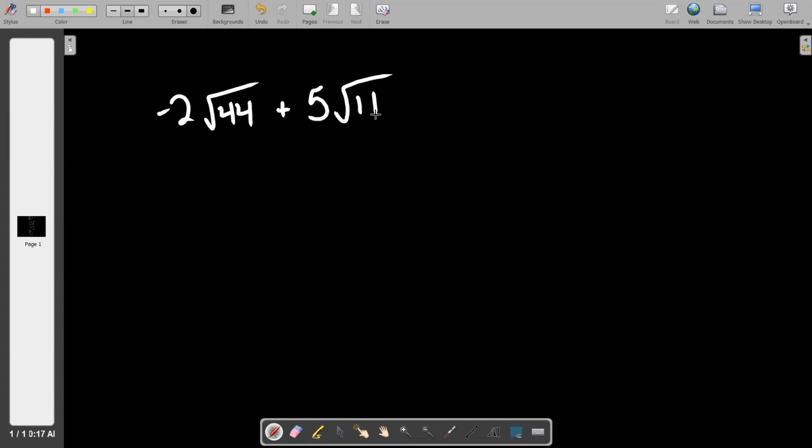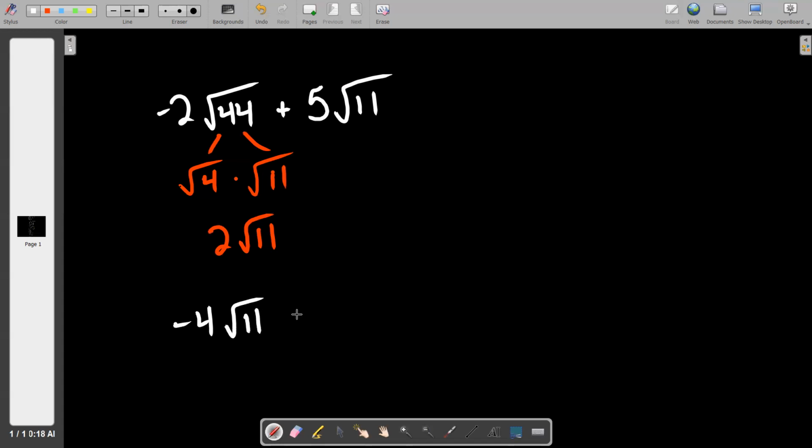Right. So we're going to take that root 44 and bust it down into 4 and 11, making 2 root 11. Very good. Which eventually makes negative 4 root 11. And then the 5 root 11 is like, hey, thank you. So it's just root 11. So the goal is to make the roots the same, in a nutshell.